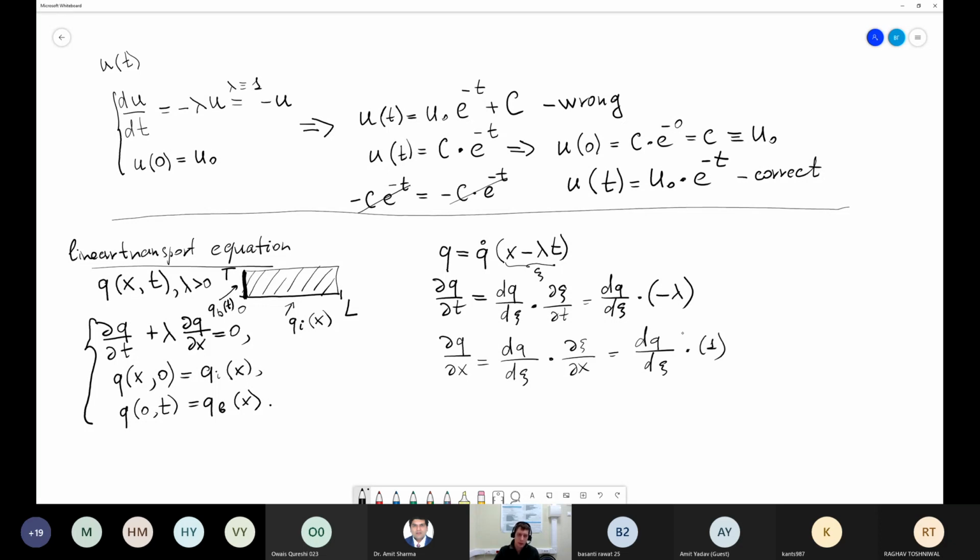If we try to calculate dq dt plus lambda dq dx, we will obtain dq dc multiplied by minus lambda plus lambda. So this will give us 0. This is the correct equation. So any function that depends on this combination of x and t will give us the solution.